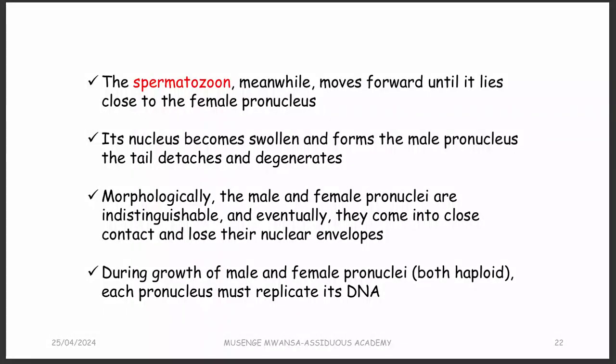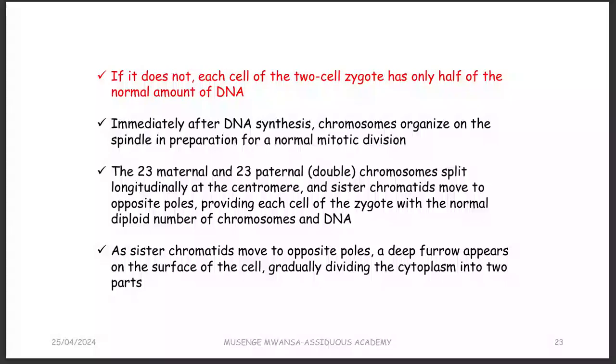So during the growth of the male and female pronucleus, each pronucleus must replicate its DNA. If it does not, each of the two cell zygotes has only half of the normal amount of DNA. That's why it has to replicate the DNA.